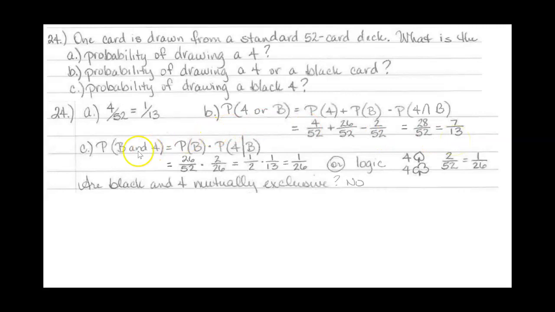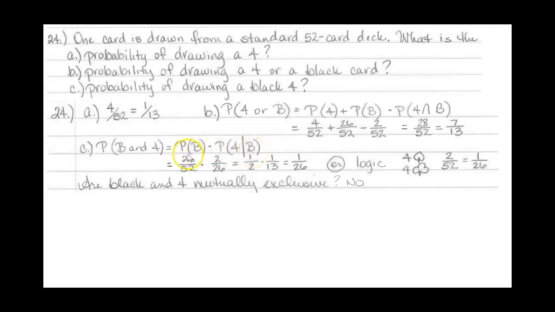All right, then for C, we have the probability of drawing a black 4. Now, that doesn't say and in it, but if you think about it, if it's a black 4, is it black or 4, or is it black and 4? Well, if it's a black 4, it has to be both of those, right? That's an and statement. So our formula for and is the probability of the first one times the probability of the second one given the first one.